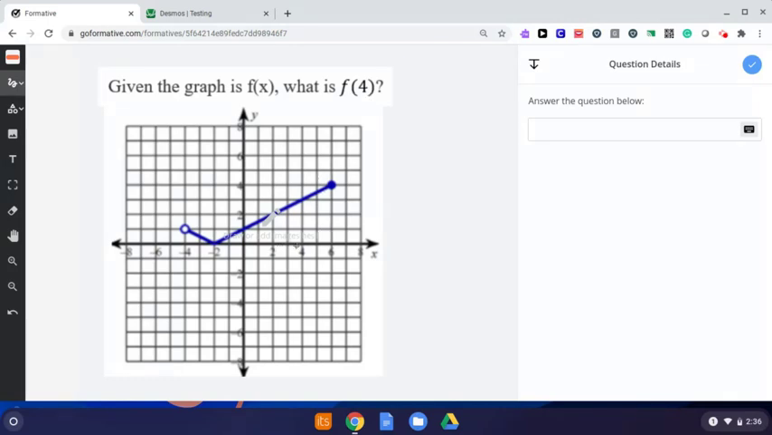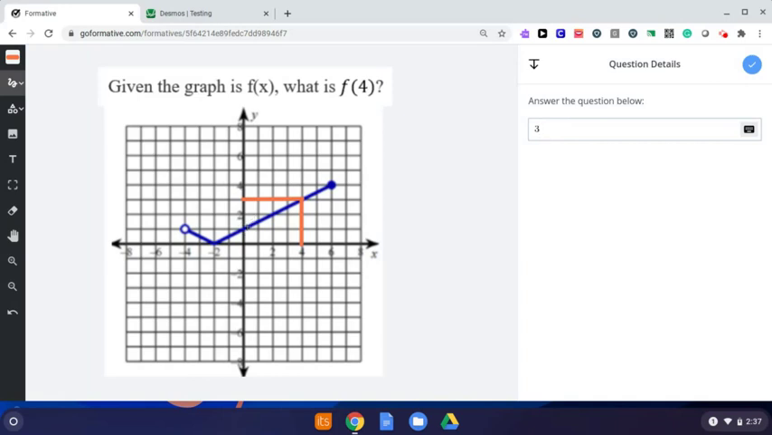So we'll go to x equals 4. We draw a line until we touch the graph. When we touch the graph, we look across, and that's our answer right there. The function equals 3 when x equals 4. So the answer is 3.